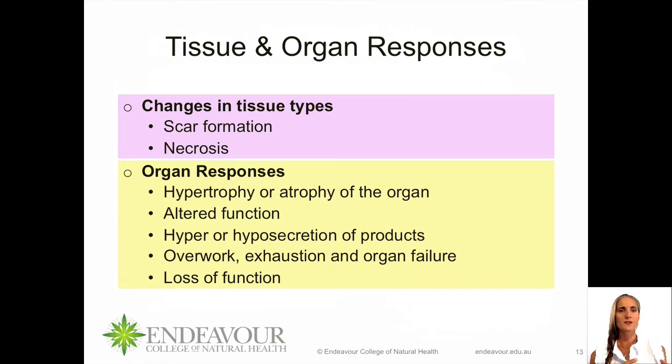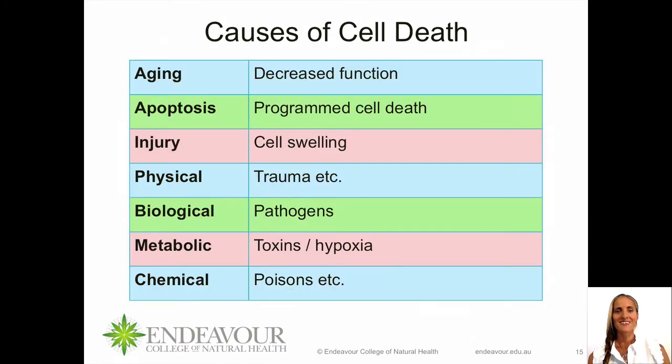Now, tissue and organ responses to these changes in tissue types: scar formation and necrosis. Necrosis is the death of the tissue. The organ responses are hypertrophy or atrophy of the organ, as we discussed earlier, altered function of that organ, hyper or hyposecretion of products, and overwork, exhaustion, and organ failure. This can also result in loss of function.